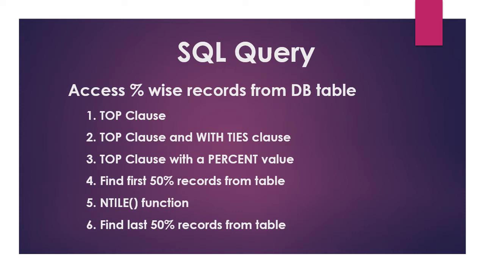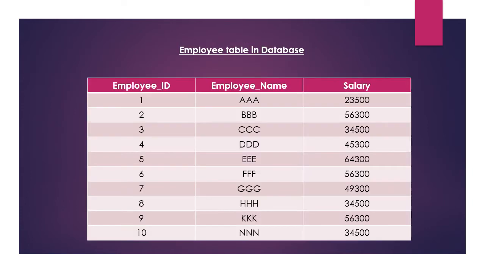Now I start with creation of employee table in database. As you see, I have created one employee table in database with the columns employee ID, employee name and salary. Next, I have inserted 10 rows in that. As you see, I have inserted some employees with the same salary, for example, employees with ID 2, 6 and 9 have the same salary, that is 56,300.